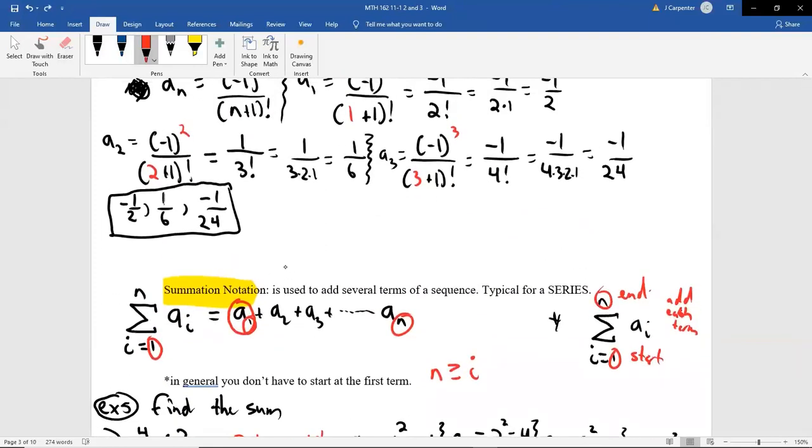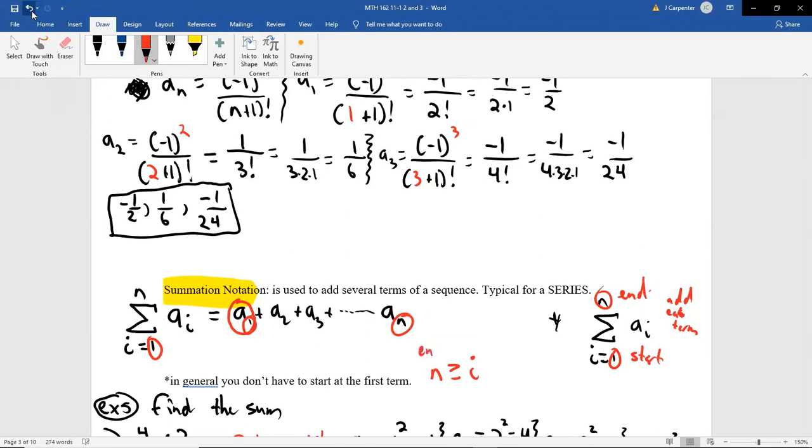So I make a little memo here, and I said it out loud, but now you can see it in writing. In general, you don't have to start at the first term. You can start at the second term. I can start at the 5th term. I can start at the 20th term. I can start at the 50th or the 500th term, or the 5,001st term, or the 95,001st term. They don't have to be starting at a 1, but you can't start at a term that's bigger than the one you're going to end at. So that's what this says right here.